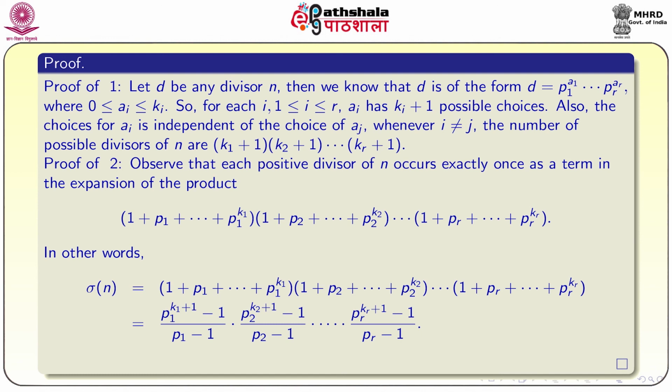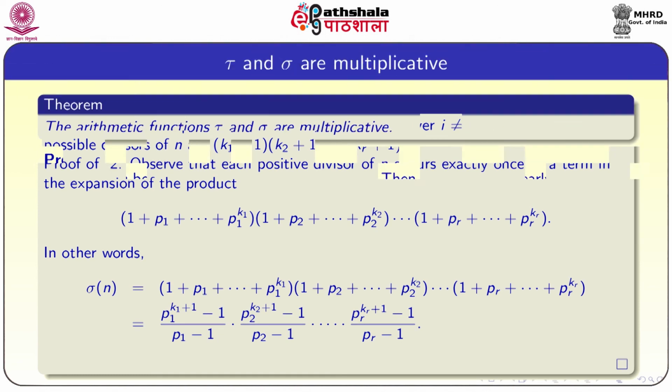But we know, by geometric progression with the common ratio p1, that 1 plus p1 plus and so on plus p1 power k1 is nothing but p1 power k1 plus 1 minus 1 by p1 minus 1, and so on. So, 1 plus pr and so on plus pr power kr is equal to pr power kr plus 1 minus 1 by pr minus 1.